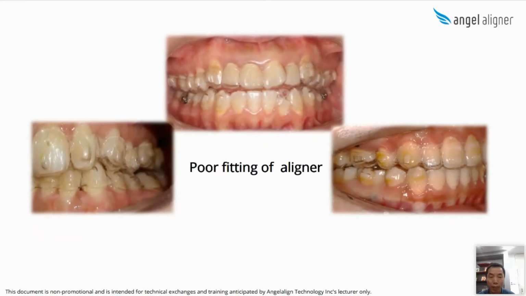Let's see the poor fitting of aligner. There are different types of poor fitting of aligner. The first sign of teeth not fitting into aligner is the gap between the aligner and the incisor edge, or the space around the attachment when wearing the aligners. This is a single tooth not fitting, here and here, the first premolar and the canine.